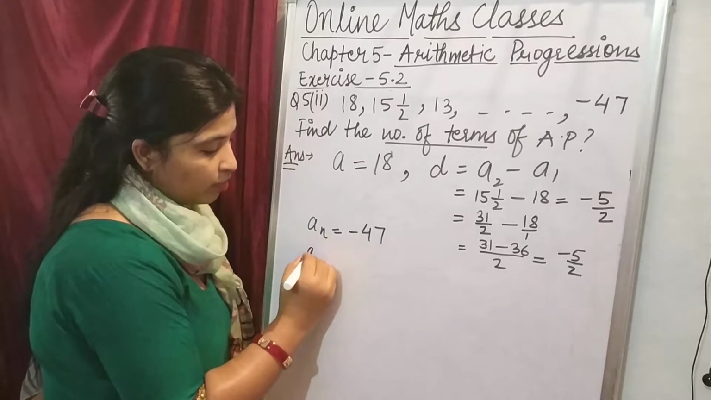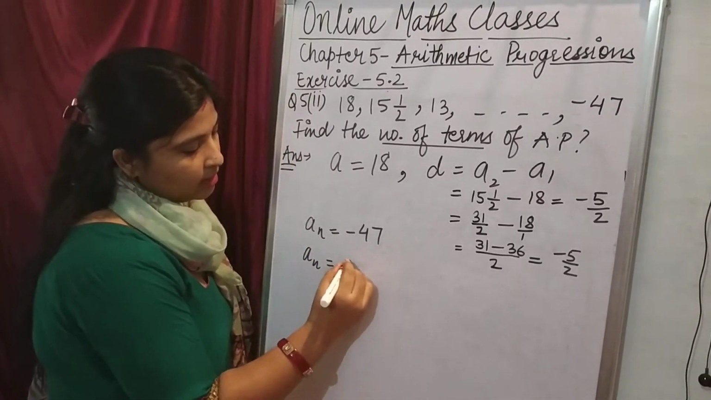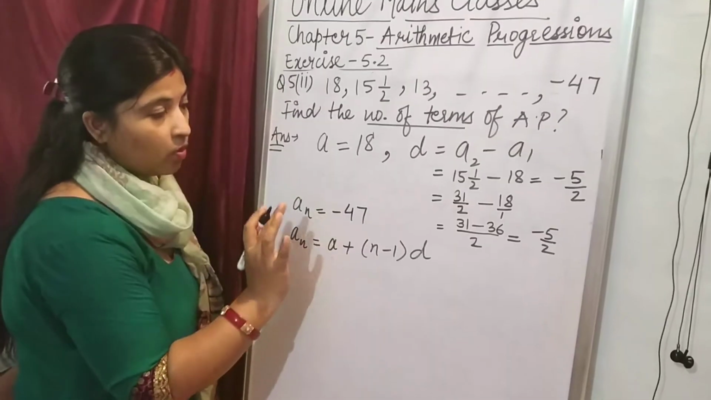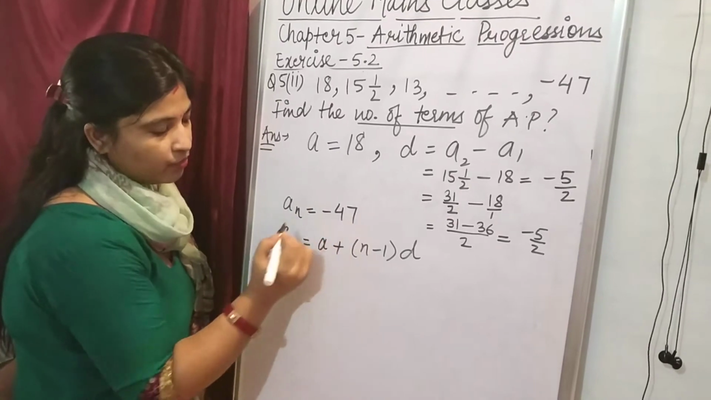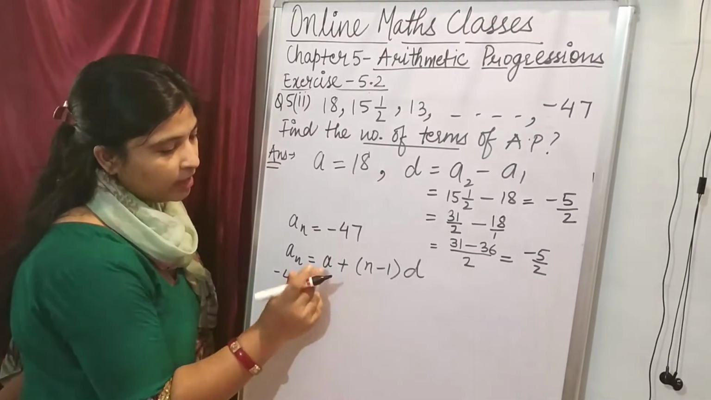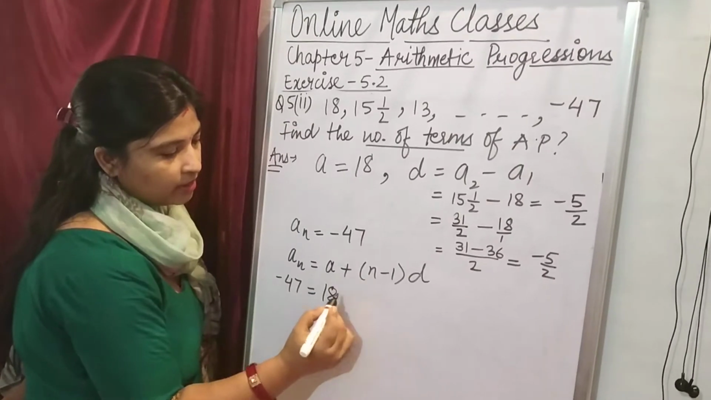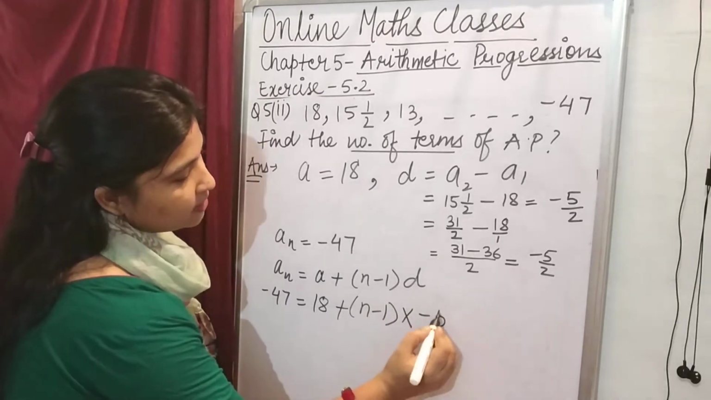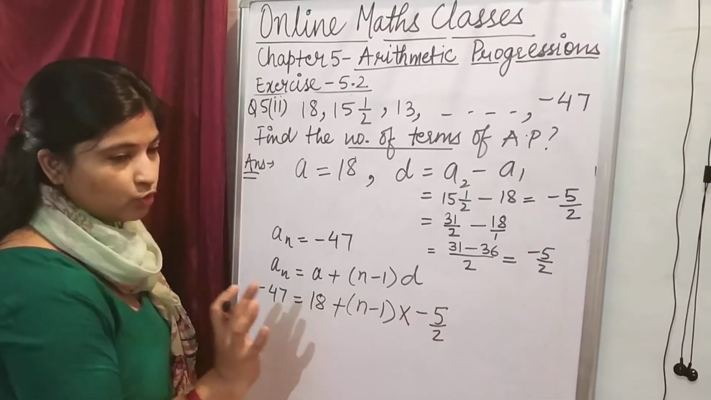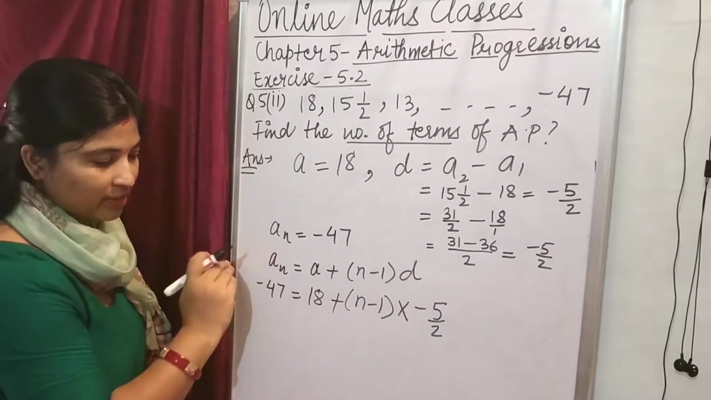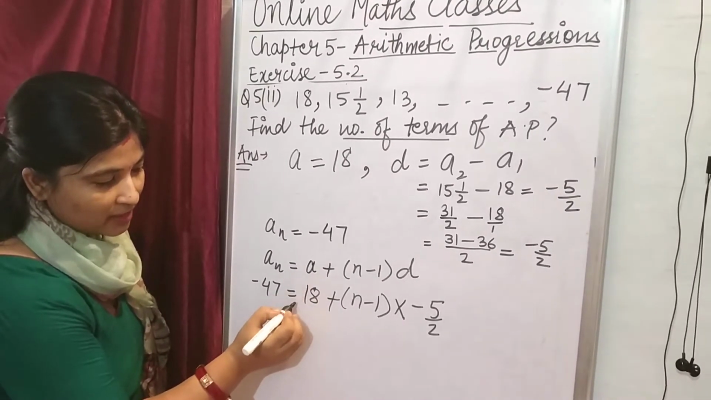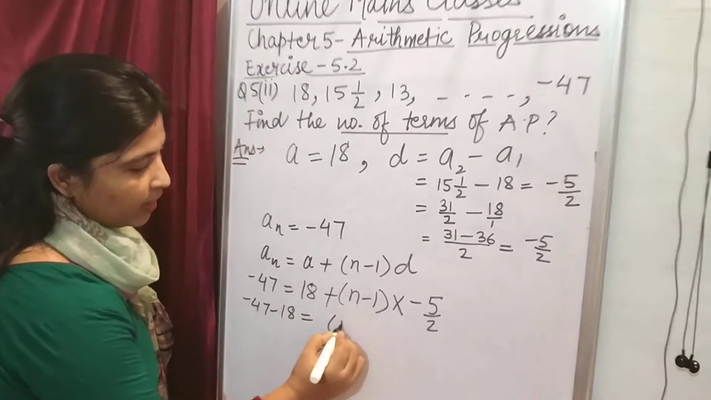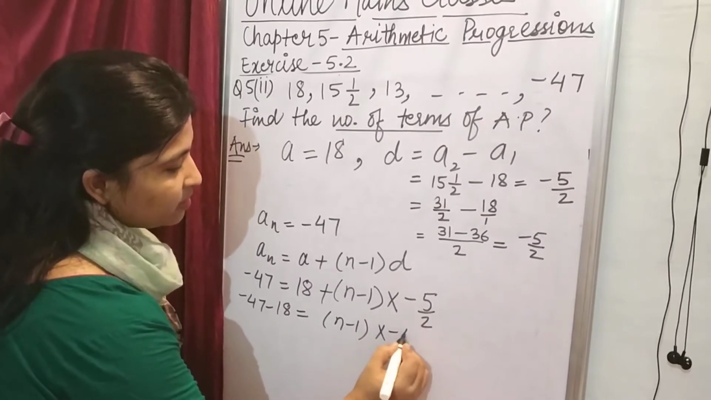So I think you know the formula of AN. What is the formula of AN? AN is A plus (N minus 1) into D. Put in all the values which you know. AN already you know, minus 47. Value of A is 18, plus N I don't know, so I will write N as it is, and D also I know, that is minus 5 upon 2. I will do it step by step. First of all, the plus 18 I will take to that side. 18 has no sign, so this side it will come in minus. That is equal to (N minus 1) into minus 5 upon 2.